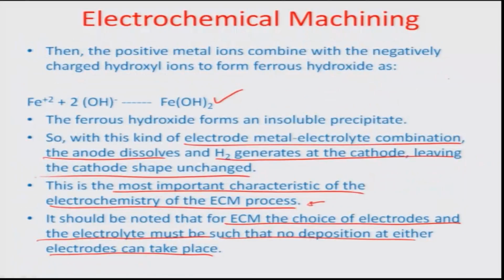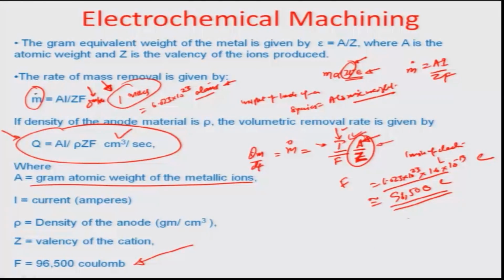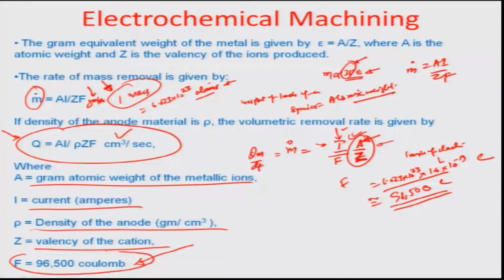If I were to convert this into the volume rate of removal of material, I would have to divide this by the density rho, and so effectively the volumetric material removal rate comes out to be AI by rho ZF centimeter cube per second. A is the gram atomic weight of the metallic species, I is the current in amperes, rho is the density of the anode in gram per centimeter cube, and Z is the valency of the cation, and I have already explained how the Faraday constant F emerged. So, this is a ballpark understanding of how the volumetric material removal rate can be calculated.